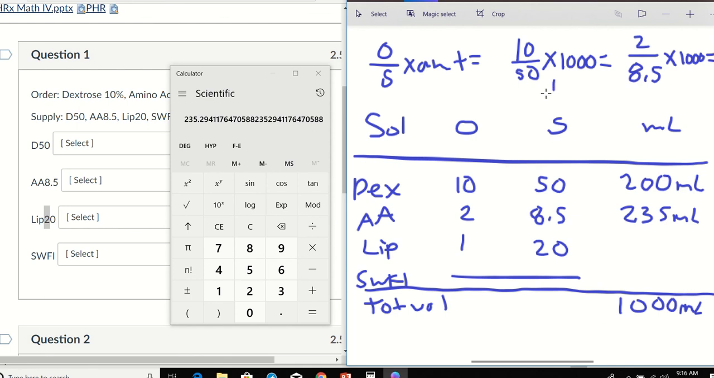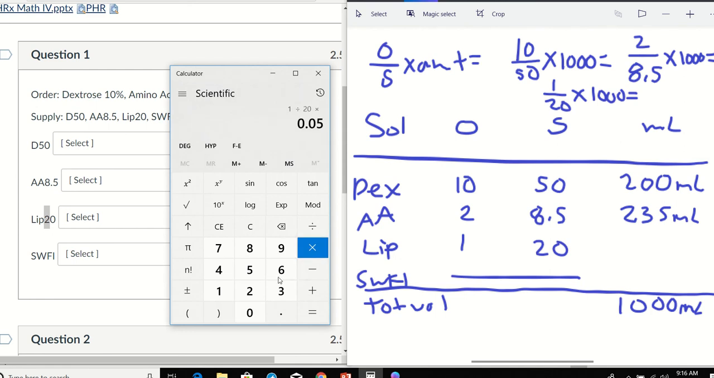The order is 1%, the supply is 20%, and your final volume is 1,000. So let's punch that in. Order is 1%, supply is 20, and your final volume is 1,000. So you'll need 50 mLs.